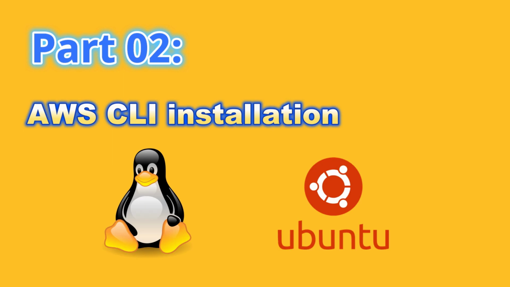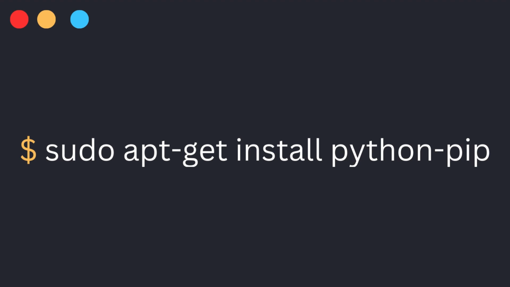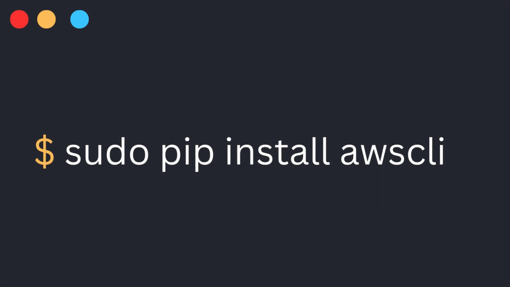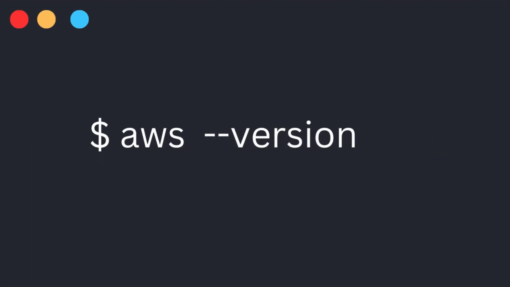For Linux, to install the AWS CLI on Linux, you have to open your terminal window and install the Python package manager pip by running the command sudo apt-get install python-pip. Then you have to install the AWS CLI by running the command sudo pip install awscli. After the installation is complete, you can verify the AWS CLI is installed by running the following command: aws --version.